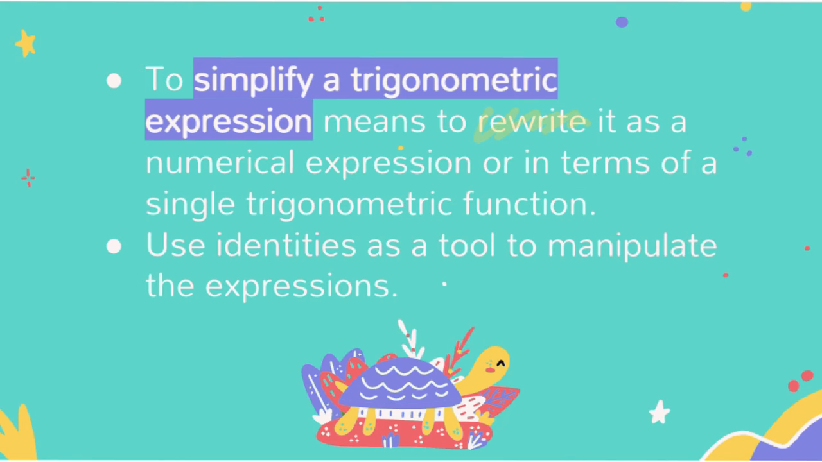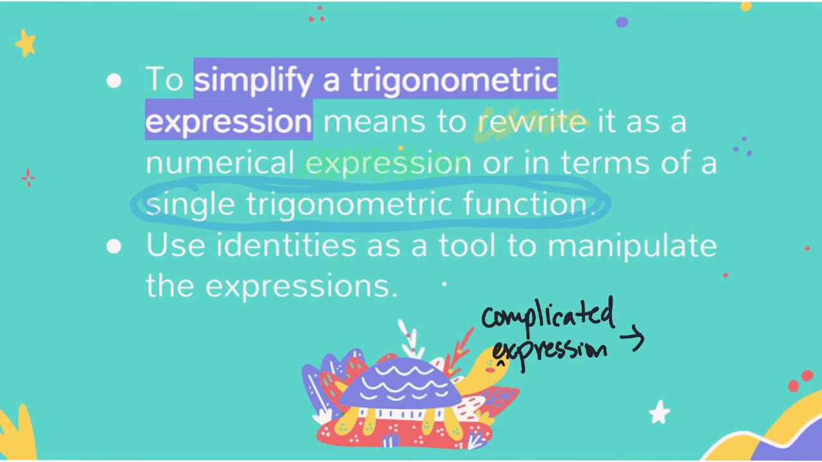as another expression. But this new expression is in terms of just a single trigonometric function. So you start off with a more complicated expression, and then you use trig identities as a tool to change that complicated expression to a simple, single trig expression.